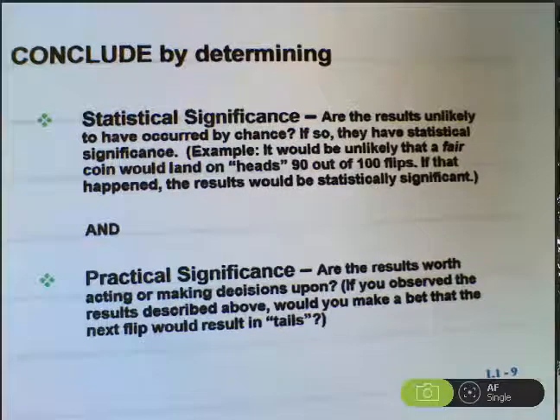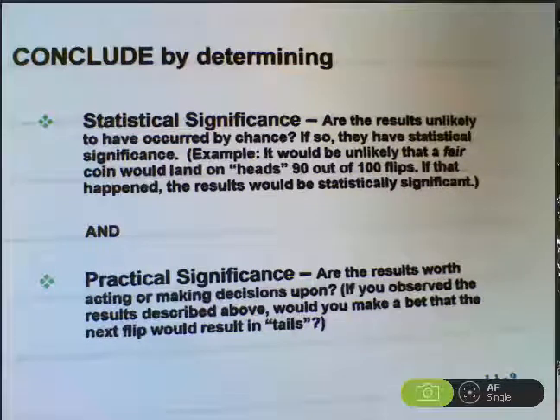These two terms on the screen are two that sometimes give students trouble, so I want to make sure you understand the difference between statistical significance and practical significance. To answer the question, are these results statistically significant, you just need to look at the probability or likelihood of those results occurring by chance. If results are highly unlikely to occur by chance, then they're statistically significant. It causes you to think, something's going on here.